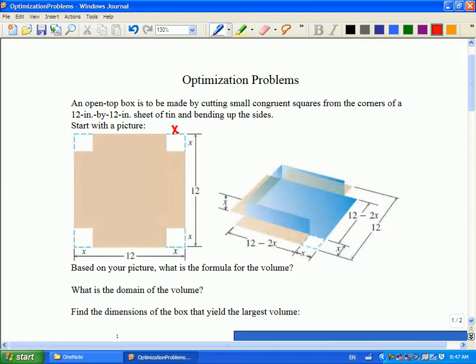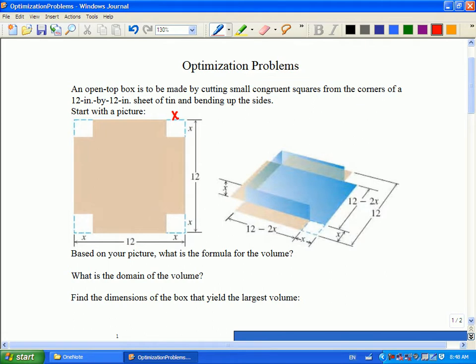So if we wanted to try to visualize then, what's the volume going to be if we use this model? Well, we're talking about maximizing the volume of a box. So the volume of a box is just length times width times height. So that's what we have to dig out of this problem.